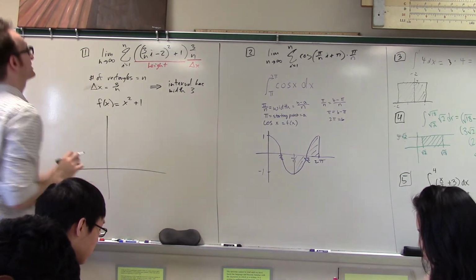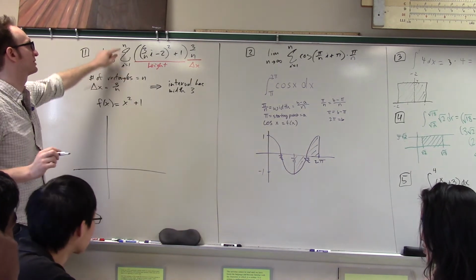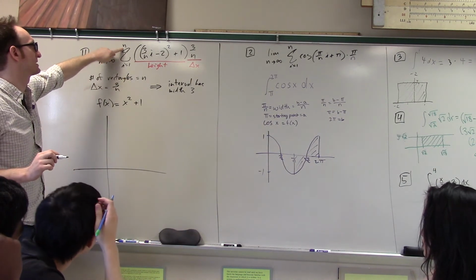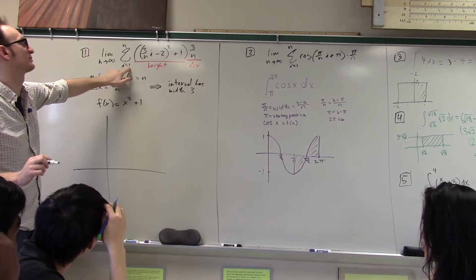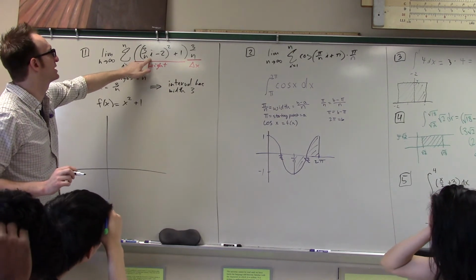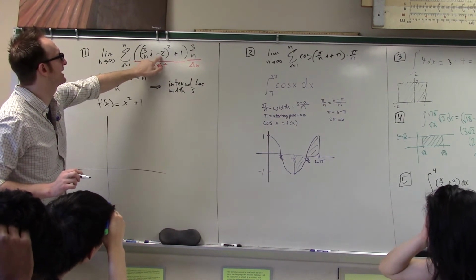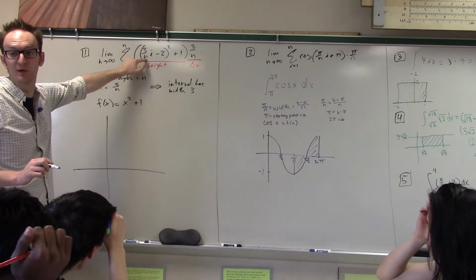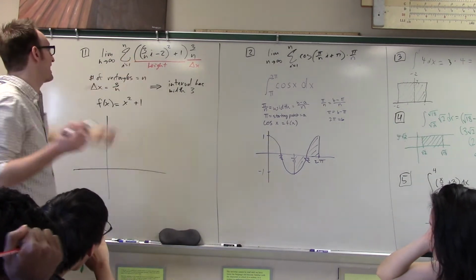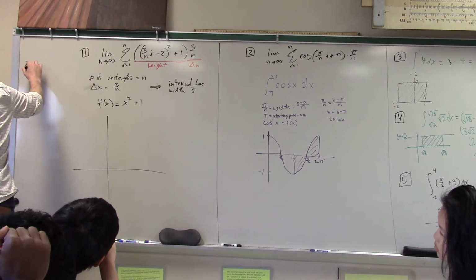Then what is the first number which I plug into the function? For example, when n is 1, or rather when i is 1, what am I plugging into the function? I'm plugging into the function -2 plus 3 over n. Right? You can actually just write that out for yourself, if that helps. I bet it does help.